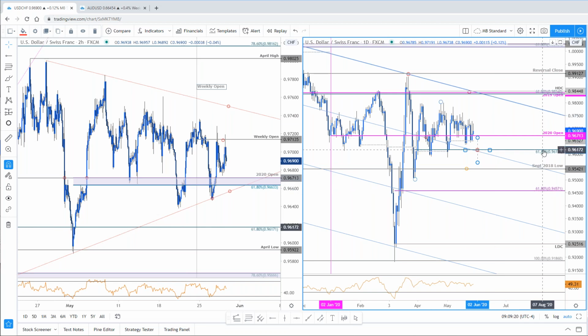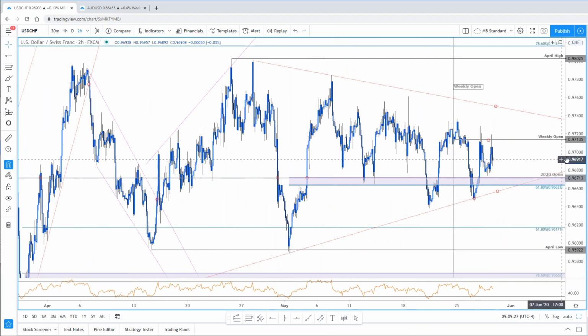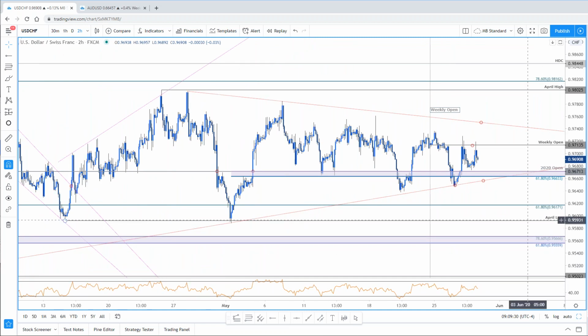Yeah, I mean, it's a pretty clear-cut trade until we get out of this consolidation zone. Look for this break. I literally have nothing else to say on this. Questions on Swissy?